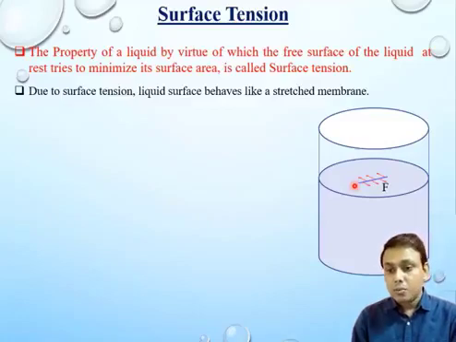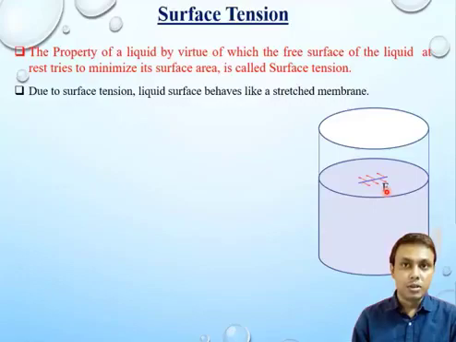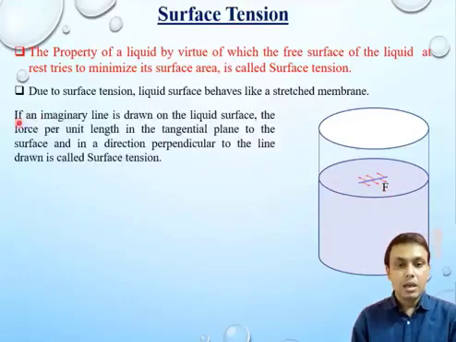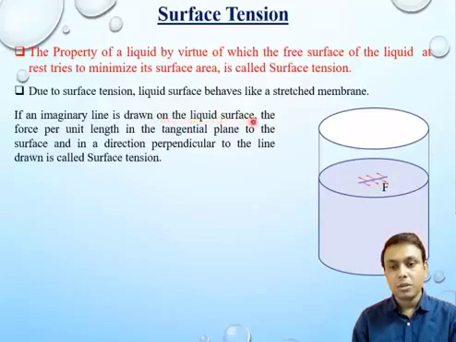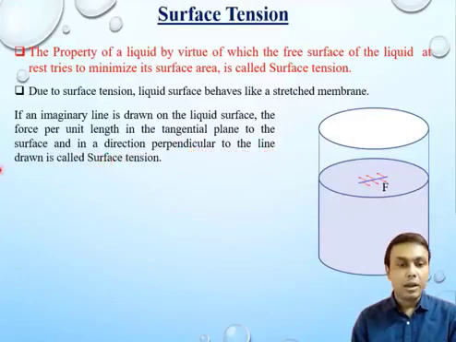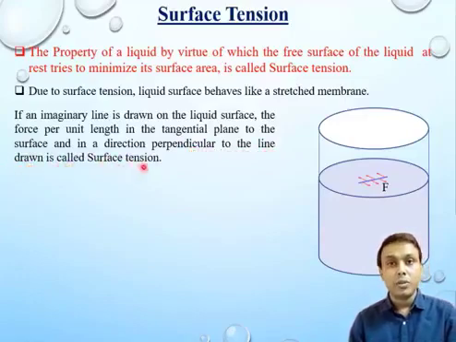Now, this force per unit length is called surface tension. So, if an imaginary line is drawn on the liquid surface, the force per unit length in the tangential plane to the surface and in a direction perpendicular to the line drawn is called surface tension.